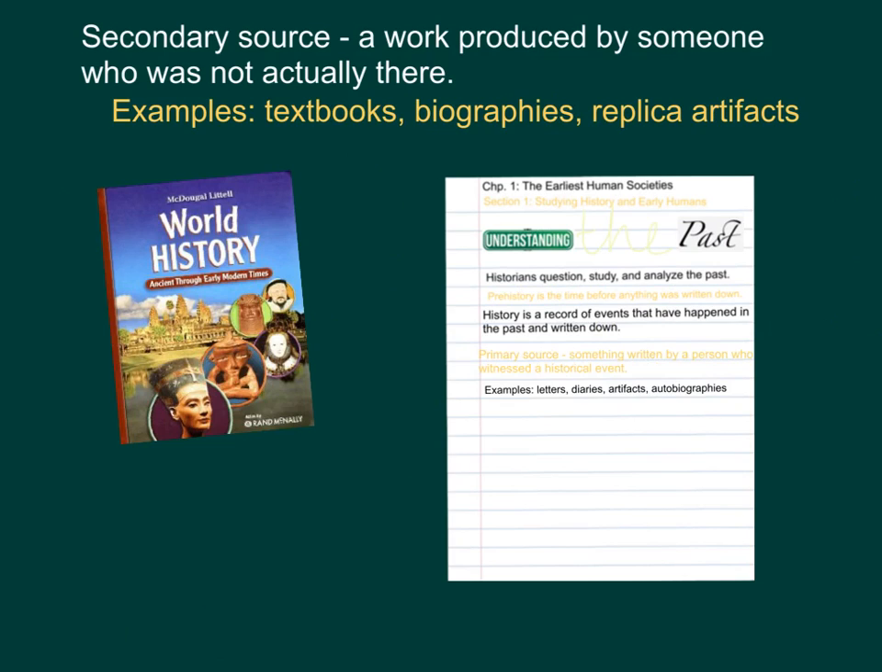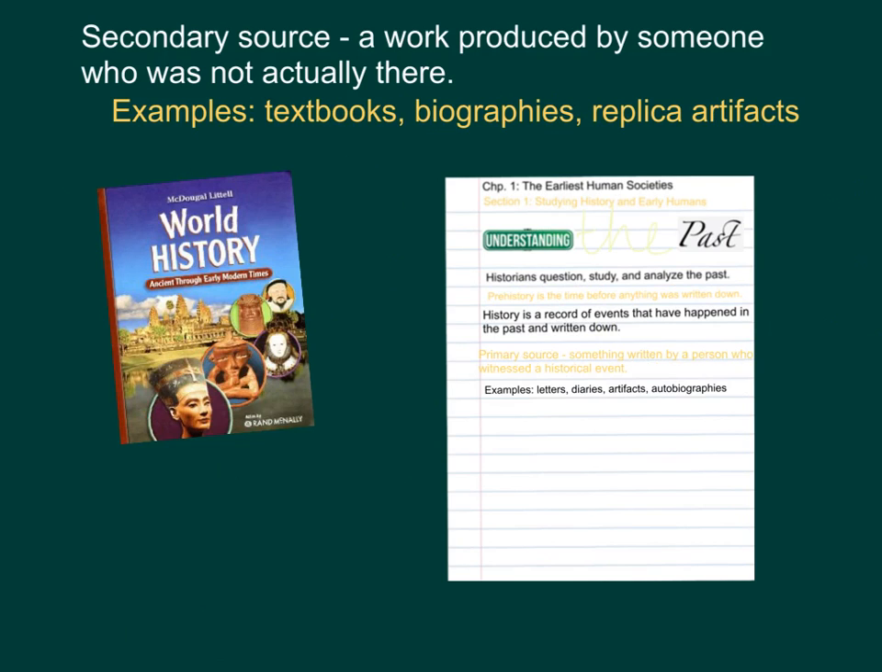Your examples here would be your textbook that you just were issued. That's an example of a secondary source because the authors of this textbook weren't living back in 400 BC to tell us anything about ancient Greece. A biography is a secondary source because a biography is not written actually by the person who eyewitnessed the event. And replica artifacts would be something of a secondary source as well.